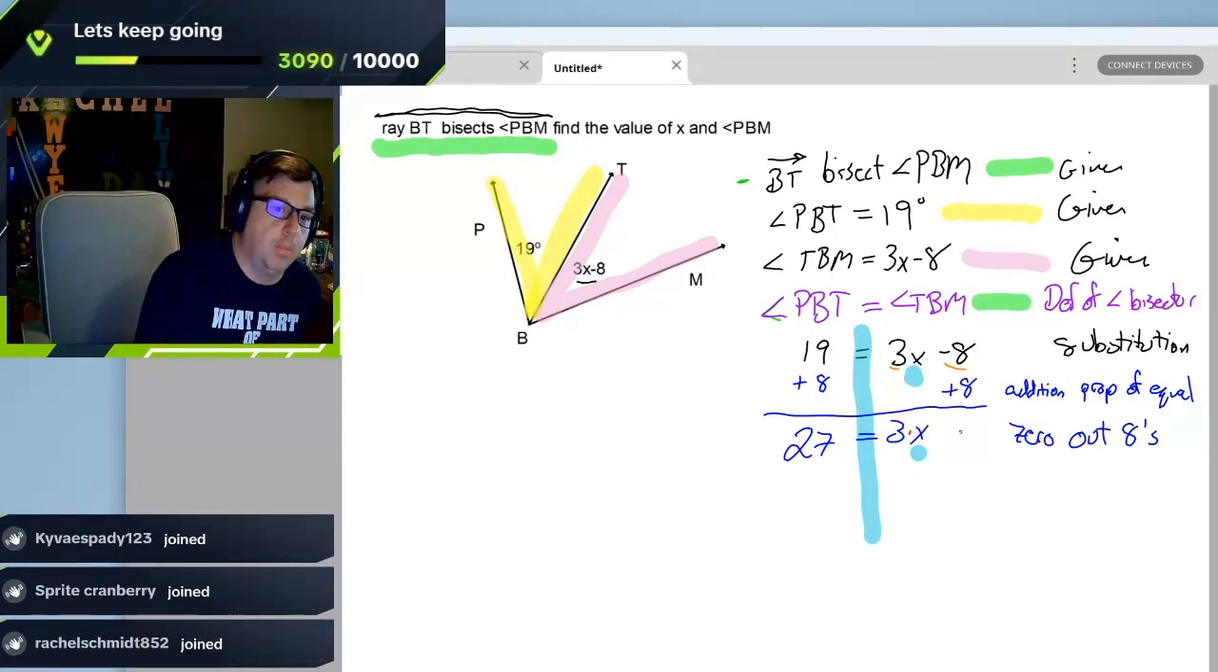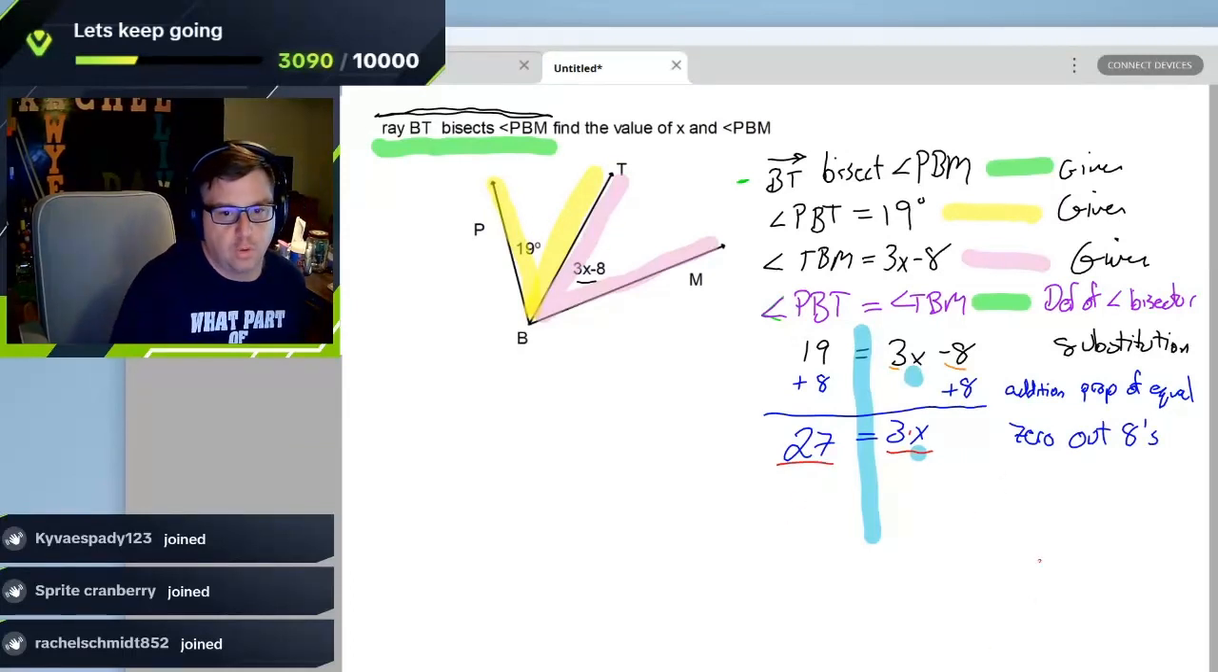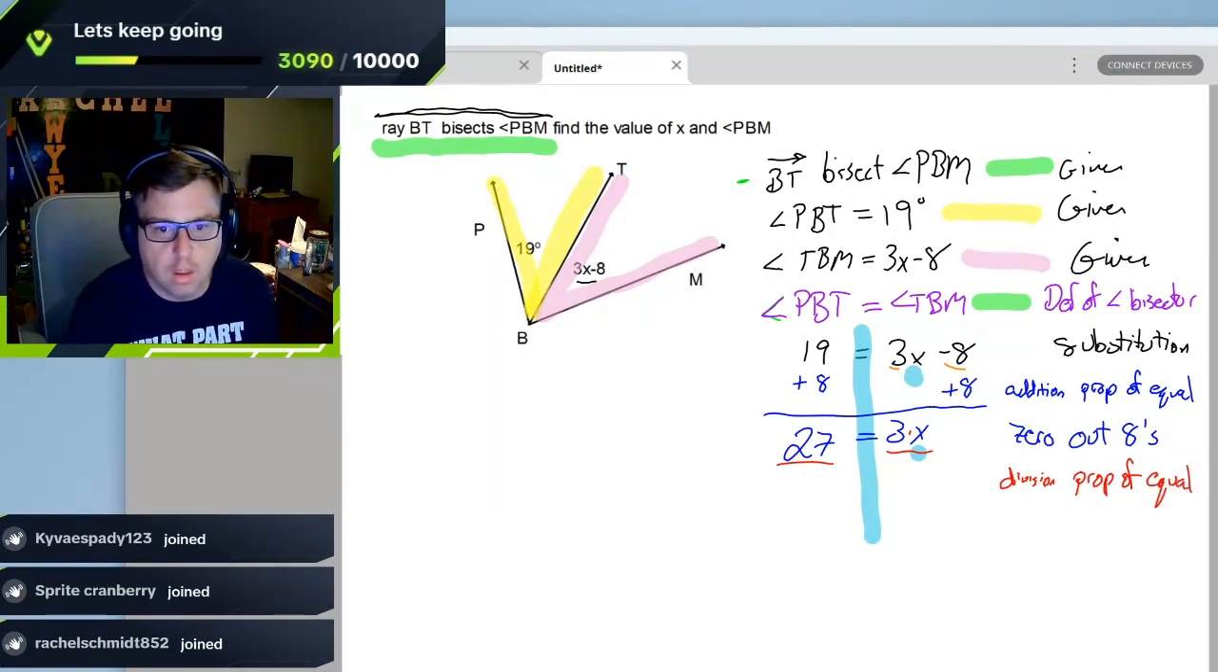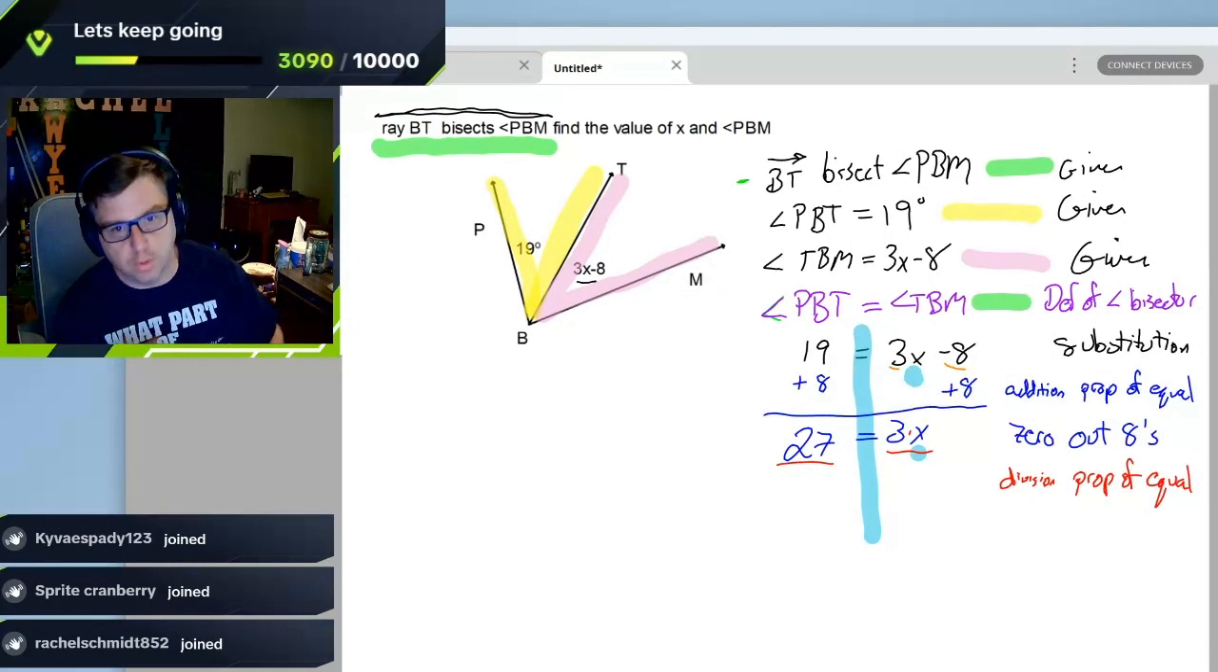So how do we get rid of multiplication? We do, you got it, division. So we are going to do the division property of equality. Because what we do to one side, we're doing to the other.